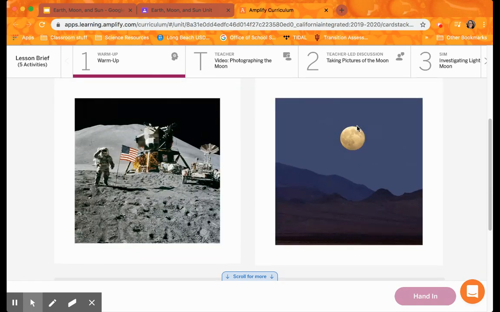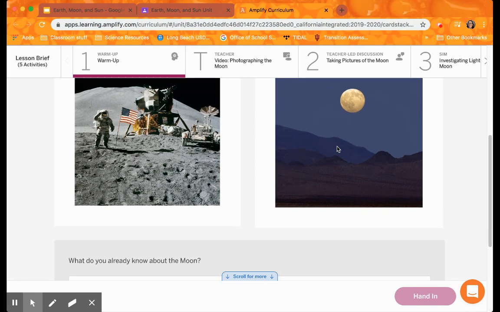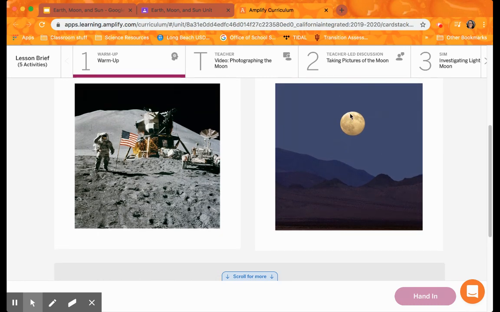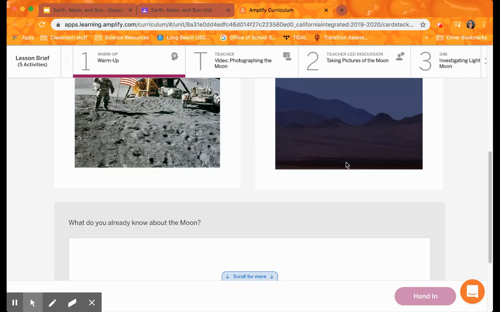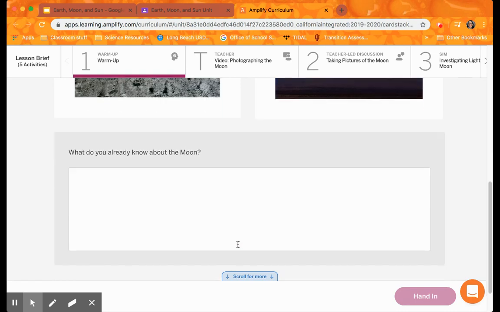And then I'm looking here, and I can see that the moon is lit up all the way, so that's a full moon. I don't see any sort of shadow on that moon. Right here in the box is where you're going to type what you already know about the moon. Tell me everything you know. So, the moon orbits the Earth. That's just one thing. I want you to put multiple things, okay? Then you're going to hit hand in.